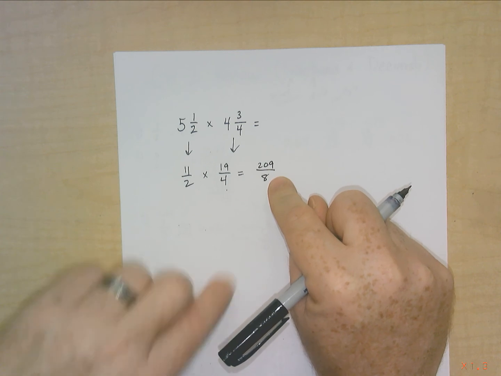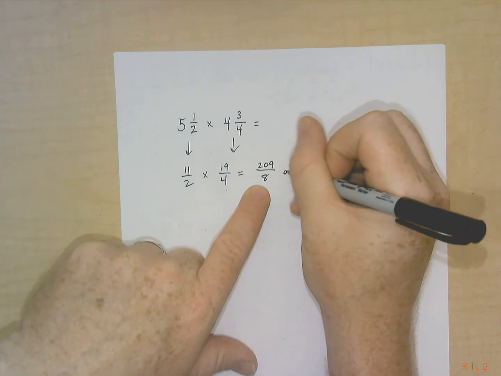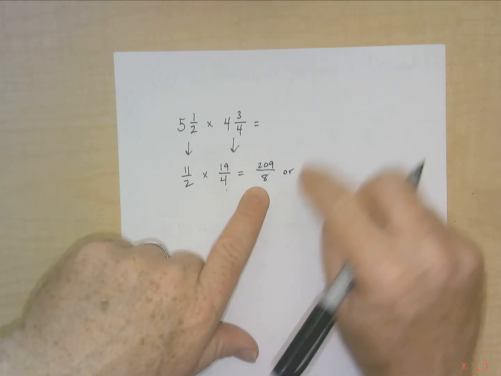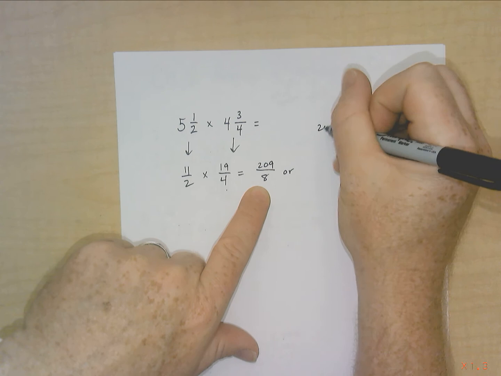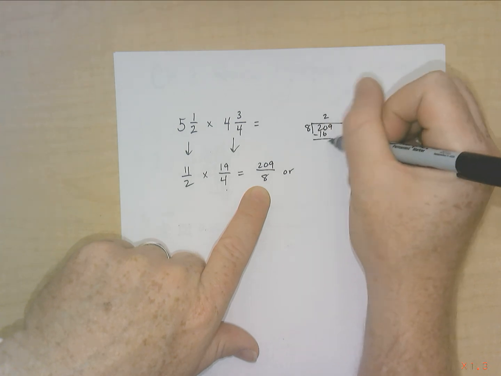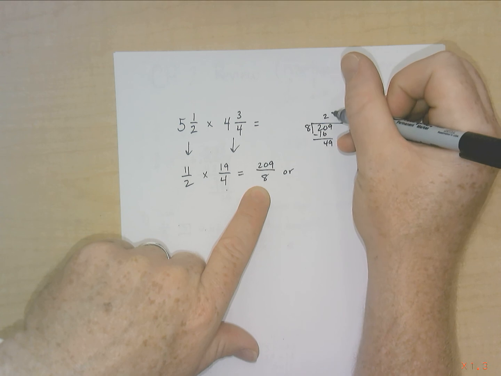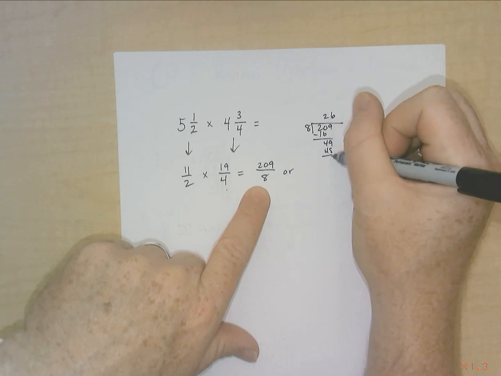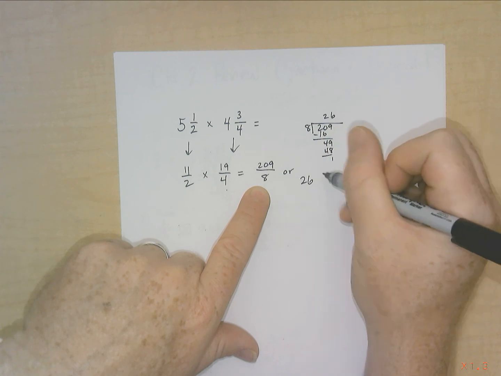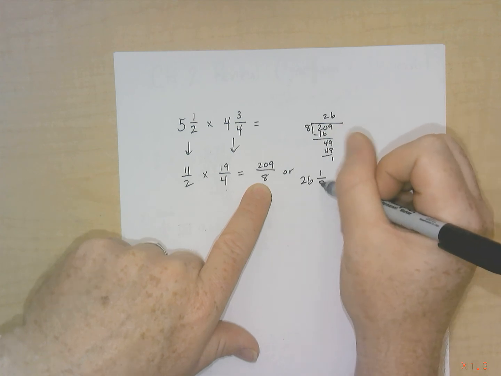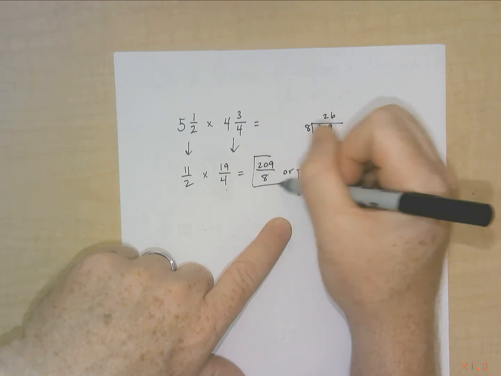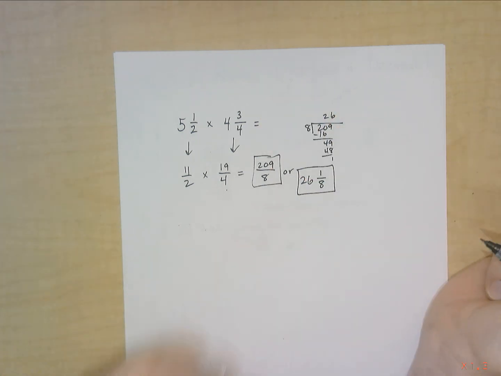That's definitely an improper fraction. It's okay. It's just not the best way that you want to leave your answer. You want to put it as a mixed number. So you're going to divide 209 by 8. 2, 16, 49, 6, 48, 1 left over. So this is going to be 26 and 1 left over, same denominator. So this is 26 and 1/8. So this is the better answer. This is okay, but this is the better answer for that.